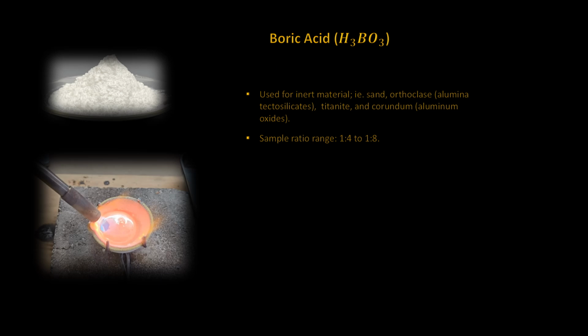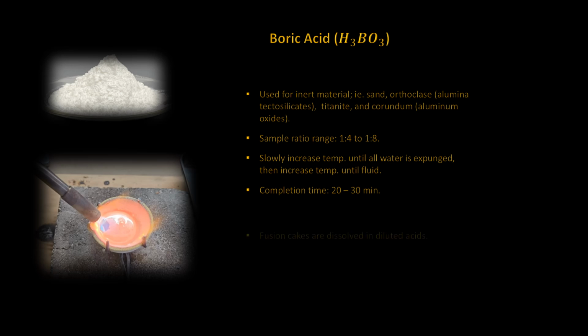The flux and sample are slowly heated, slowly increasing the temperature to drive off any water molecules, after which the temperature is increased until the sample is fully solubilized as a melt. This process takes about 20 to 30 minutes to complete. The fusion cakes, when cooled, can be dissolved using diluted acids. The remaining boron is removed by adding methanol to the solution, then volatilizing it as methyl ester, such as with B100. Now, B100 is 100% biodiesel fuel made from plant oils.